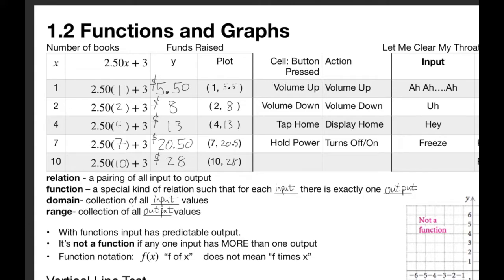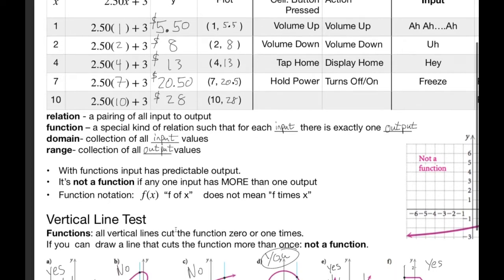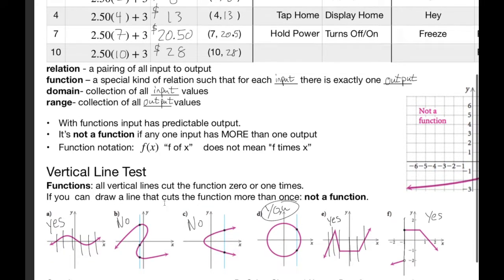The domain is the collection of all the input values. So here the domain is 1, 2, 4, 7, 10. Here the domain is all the different things you could press, and the input for "Let Me Clear My Throat" would be these right here. The range would be the collection of the output values. So all the outputs would be $5. All the dollar values here would be the outputs, and all the actions would be the collection of the output values. Some things I want to say about that is that with functions, input has a predictable output.